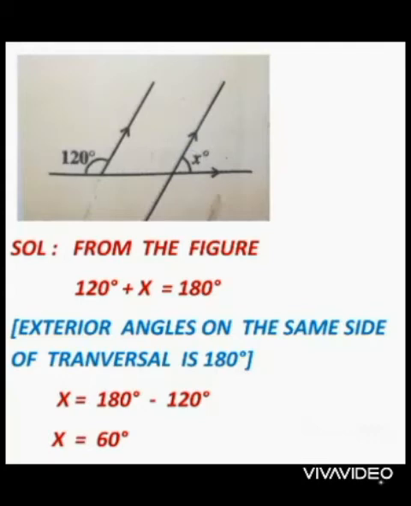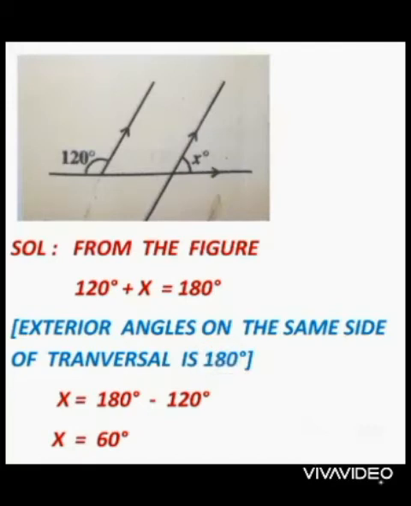So what is the reason here, children? Here x degrees plus 120 degrees will be equal to 180 degrees. What is the reason there? Sum of exterior angles on the same side of the transversal is 180 degrees. The sum of exterior angles on the same side of the transversal will be equal to 180 degrees, isn't it?